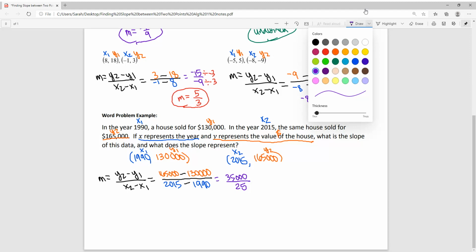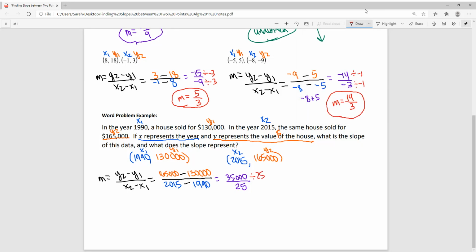We do want to go ahead and reduce this. It actually divides evenly. You can divide both numbers by 25. And so when you do that, up top you get 1,400. On the bottom you get 1. And just like we've talked about before, anytime you've divided something by 1, it's the same as just the top number. So our slope is 1,400, or 1,400 over 1. That takes care of what is the slope of this data.